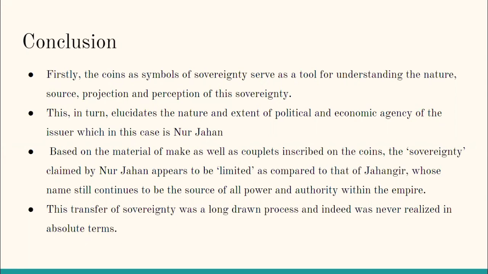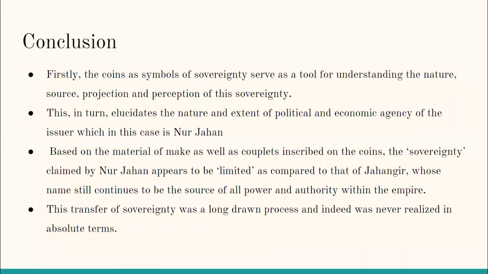Now, what do I mean by this? If you look at the entire trajectory of the events, Nur Jahan's association with imperial power or sovereignty began with the title Nur Mehel being conferred on her, which was in 1611 CE. And it is over a period of time that we see certain privileges being conferred on her. And it was never realized in absolute terms. What I mean by this is that while certain prerogatives were indeed endowed on Nur Jahan, two of them, that is, reading her name in khutba and the inscription of her name on the copper coins, were not done.